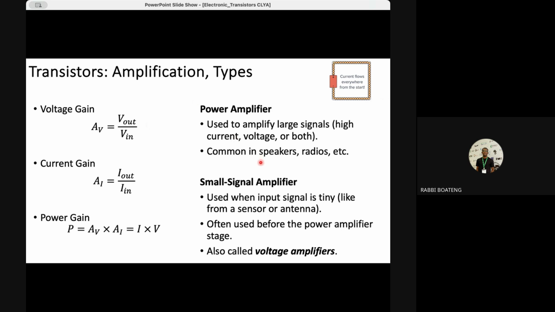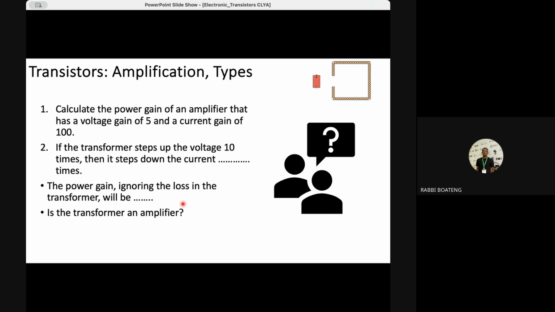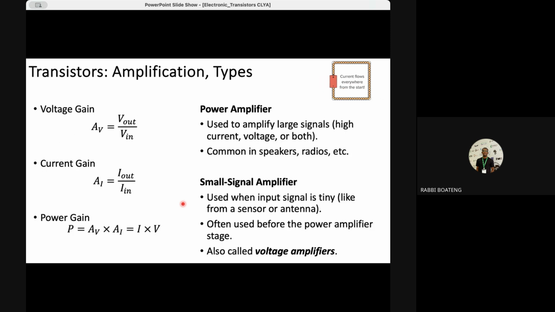So now let's look at some of the applications of it. We can have something we call the voltage amplifiers, something we call the current amplifiers, and something we call the power amplifiers. But there's an important thing that I want to raise here. If we have a transformer and the transformer is a step-up transformer, is that an amplifier?